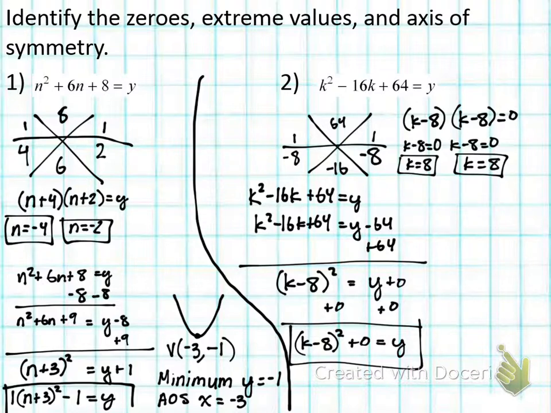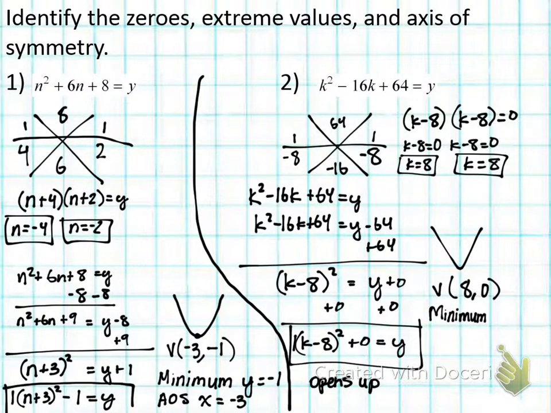So now we want to figure out what's the vertex. Well, is it open up or down? What's the number in front of our k minus 8 squared? It's a 1. So our a is 1, right? So since our a is 1, it opens up. We should already know that. And our vertex, if we know that it opens up, is going to be at 8, 0. Right? So since it opens up, do we have a minimum or a maximum again? Minimum, right?